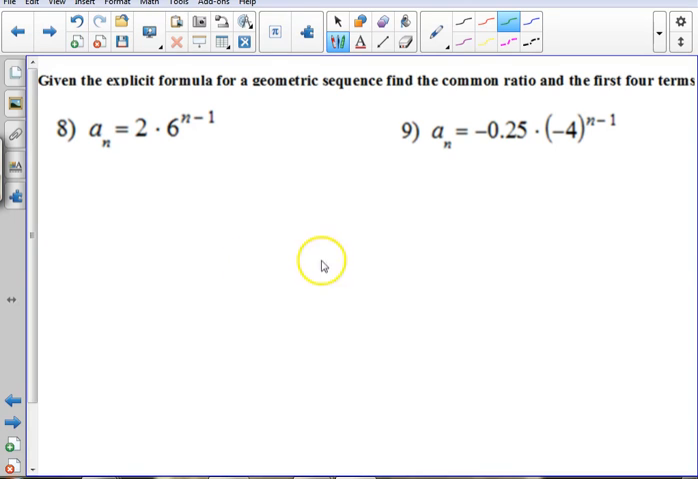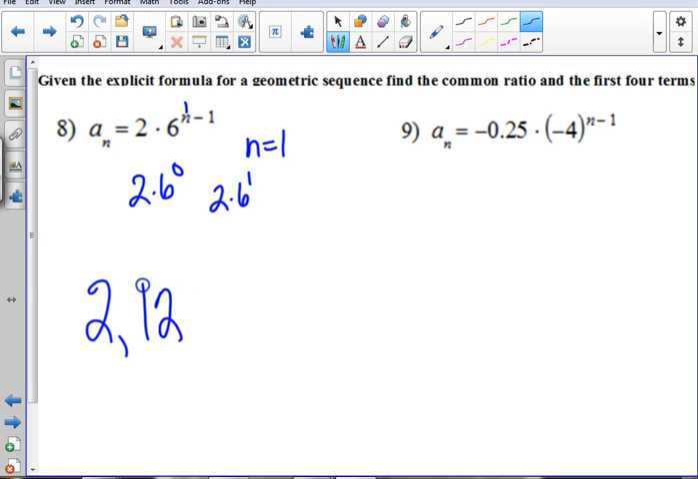Find the common ratio and the first four terms. How do we find terms given, oh, what kind of formula is this? It says right there explicit, because it has the n in it, so we could put in what to find the first term? N equals 1. If I put a 1 in here, what would I get? Yeah, because it would be 2 times 6 to the 0, which would just be 2. If I put a 2 in, I'd have 2 times 6 to the first, which would be 12. So what did we end up multiplying by? 6. Couldn't we tell from the form that it was going to be 6?